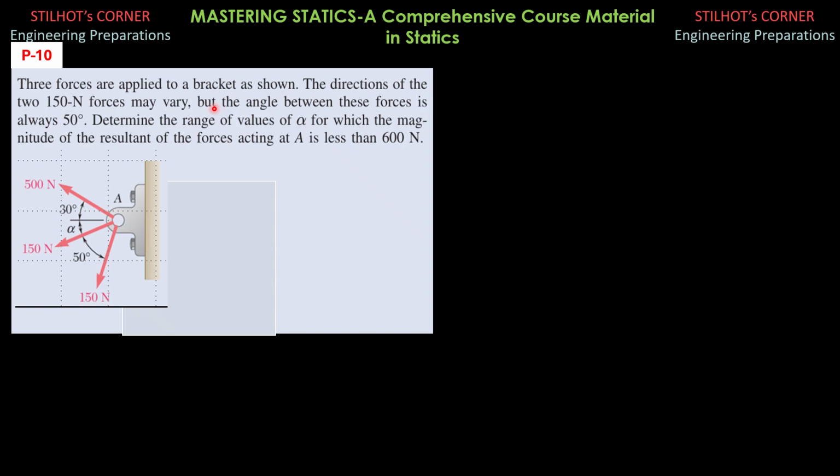Problem 10. Three forces are applied to a bracket as shown. The directions of the two 150 Newton forces may vary, these two here, but the angle between these forces is always 50 degrees. Determine the range of values of alpha for which the magnitude of the resultant of the forces acting at A is less than 600 newtons.